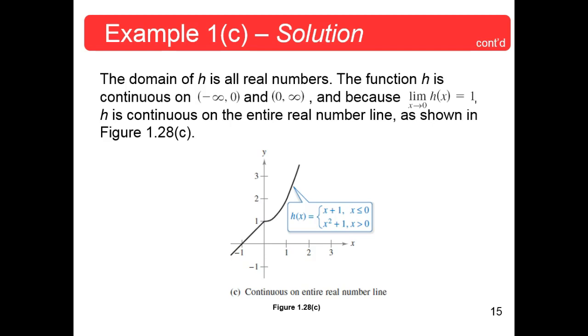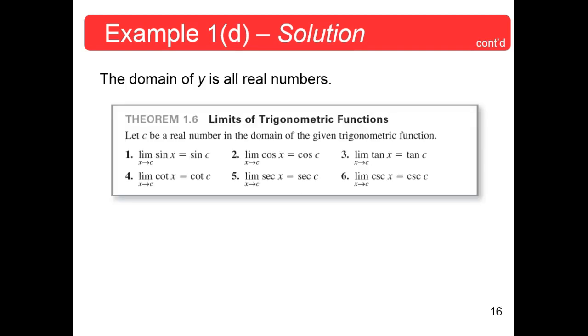The limit of h of x, as you come from the left-hand side, is 1, because that's the value of it there. From the right-hand side, the limit is still 1. So that's continuous on the entire real number line, negative infinity to positive infinity. D. The domain of y is all real numbers.